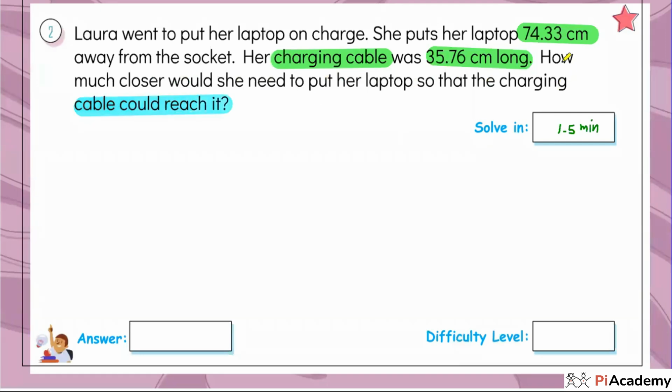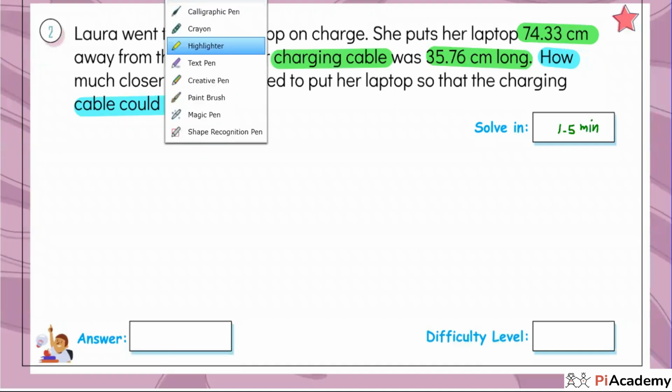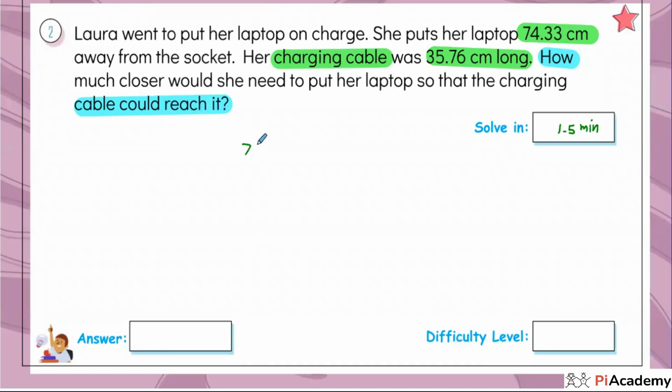So here what we need to do, you know how far she is, and you know the length of the charging cable. So we just need to subtract them, right? We all know column subtraction for decimals. So just write the bigger number, and that is 74.33. Now subtract 35.76 from that.